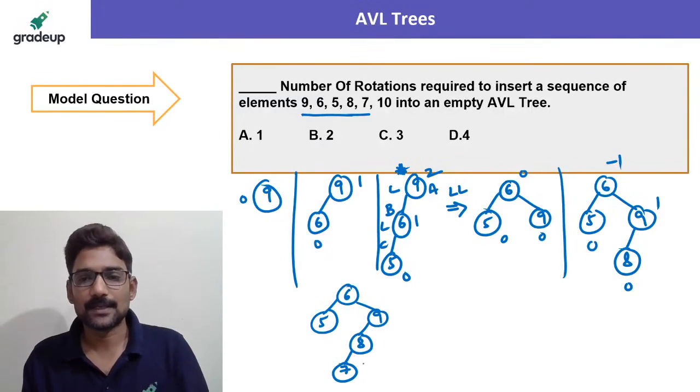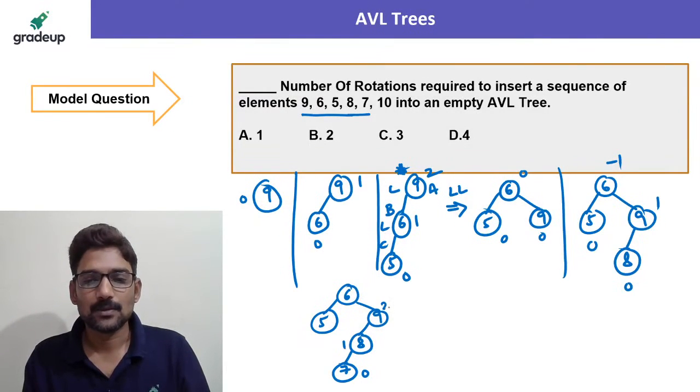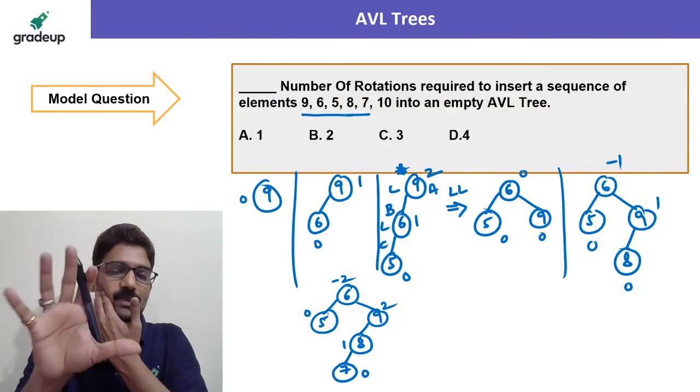You see the balance factors: 0, 1, 2, 0, 1, minus 3, minus 2. Now you listen carefully.